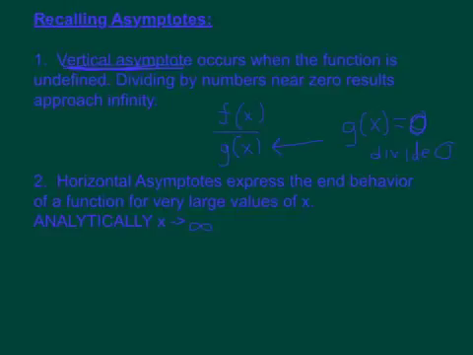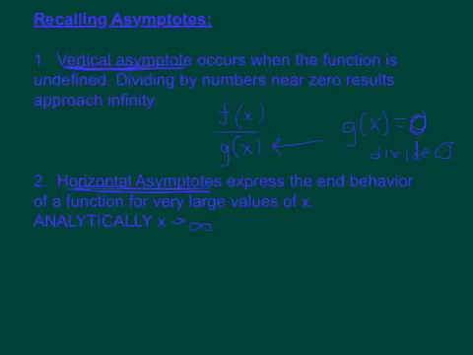We've done that before. Here's the brand new exciting thing, horizontal asymptotes. Now keep in mind not every function will have a horizontal asymptote, but if it does, what we're doing is expressing the end behavior of that function. We are looking at what happens with the outputs as the inputs, or x, become very large. Analytically, what we're going to do is see what happens as x approaches infinity.